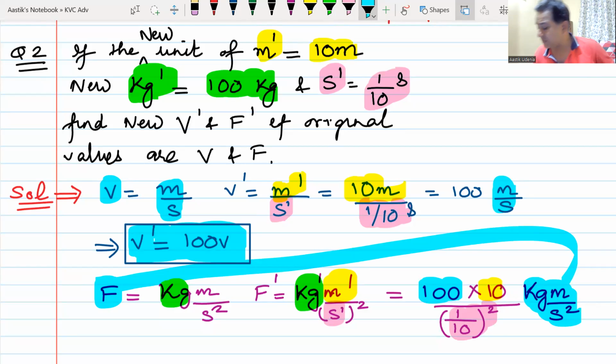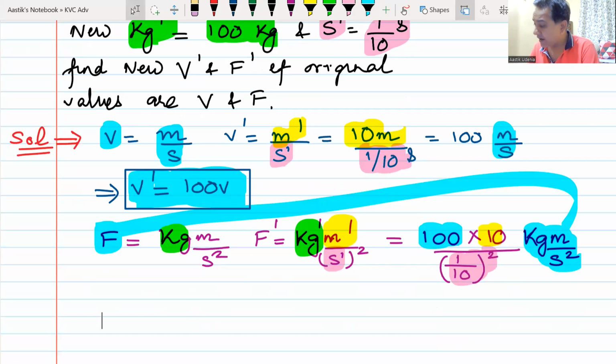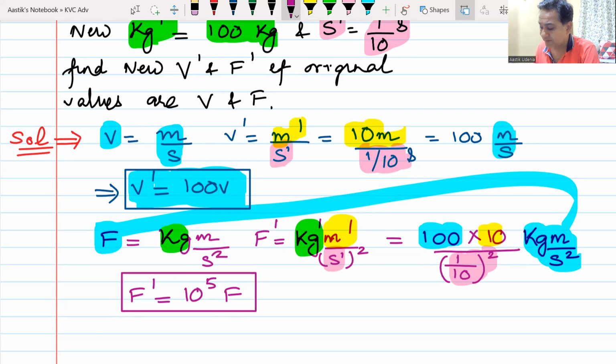So I got a relation between the old force and the new force, and the relation is pretty simple. It's a simple calculation. And what is the result of this simple calculation? My F dash becomes 100 into 10, which is 1000, divided by 1 by 100. So 1 by 100 goes here. So I have 10 raised to the power 5, if I am not wrong, times of F. Everyone got this answer, beta? Yes, sir. New F dash is 10 raised to the power 5 times of F.